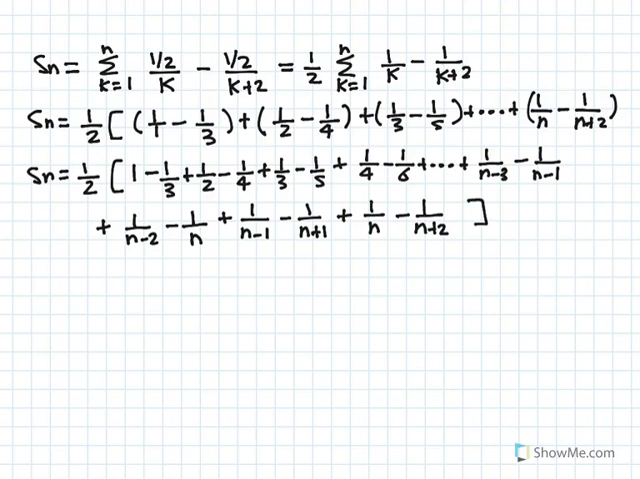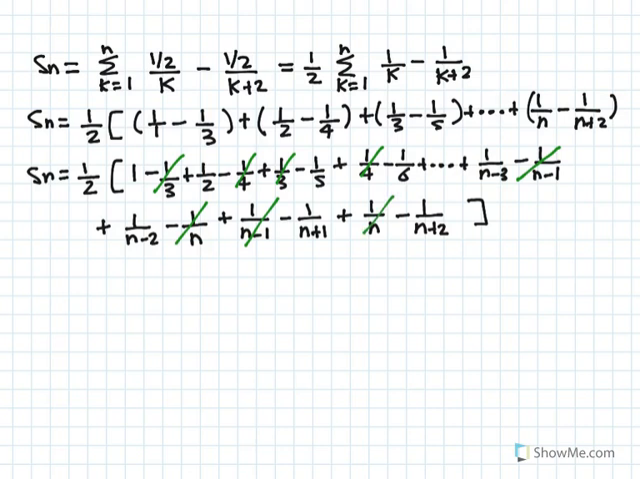And now we look for cancellations. So 1/3 cancels with 1/3. Negative 1/4 cancels with plus 1/4. Negative 1 over n minus 1 cancels with 1 over n minus 1. 1 over n cancels with negative 1 over n.